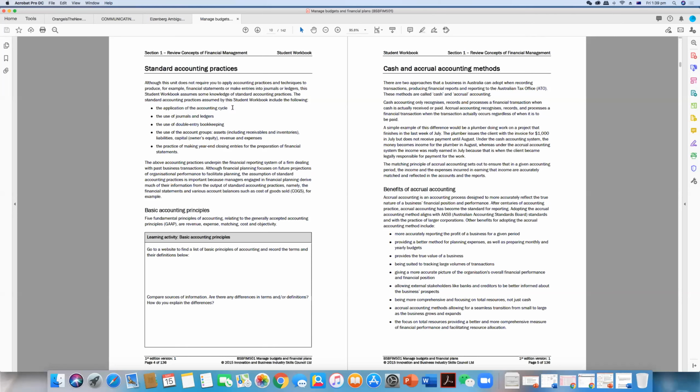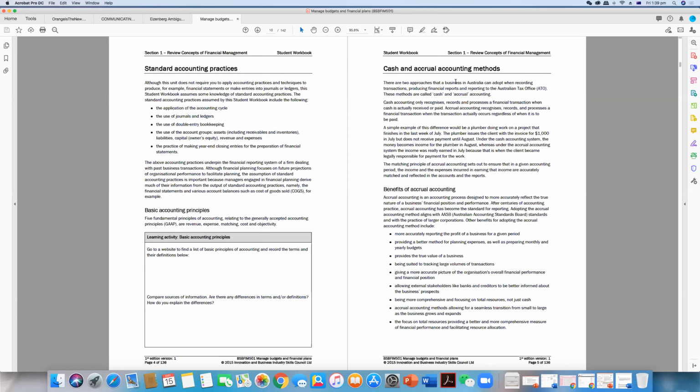The standard accounting practice assumed by our textbook includes the application of the accounting cycle, the use of journals and ledgers, the use of double entry bookkeeping, which we have studied this morning. And the use of account groups: assets including receivables, inventories, liabilities, capital, owner's equity, revenue and expense, and the practice of making year-end closing entries for the preparation of a financial statement.